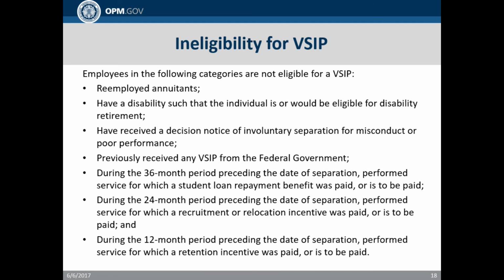So there's a number of categories that would disqualify an employee from being eligible for the VSIP. Reemployed annuitants, certain employees who have been approved for disability retirement. Of course, if one has received a notice of involuntary separation for misconduct or poor performance, that would be fairly obvious why we would not be buying you out.